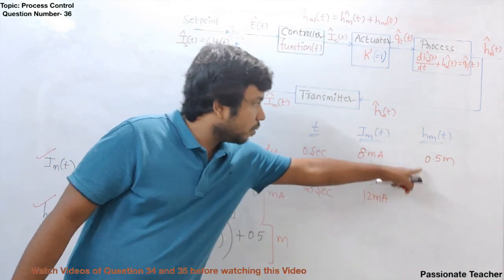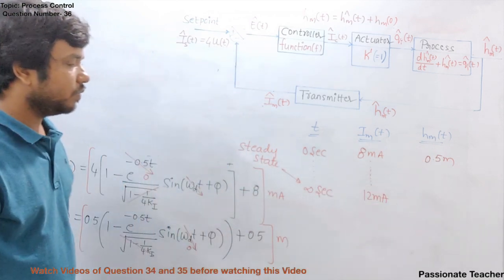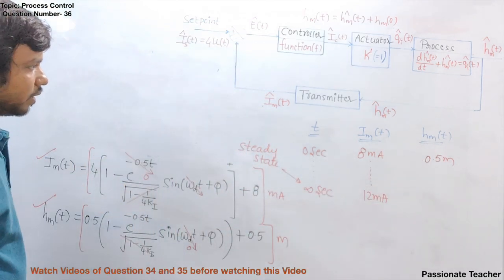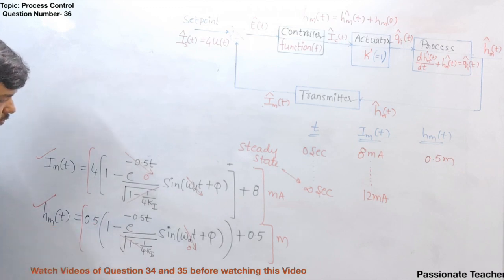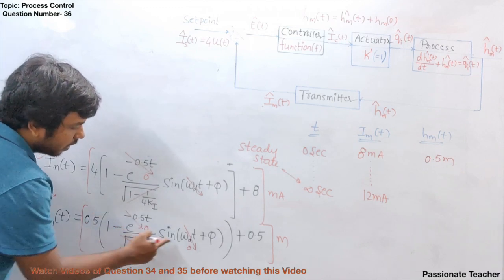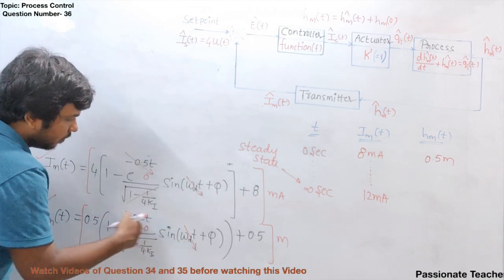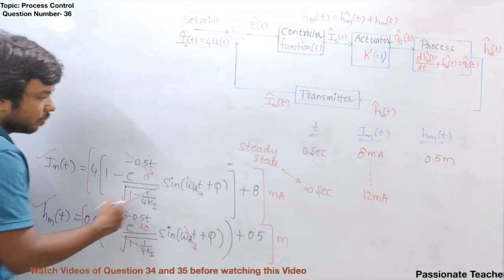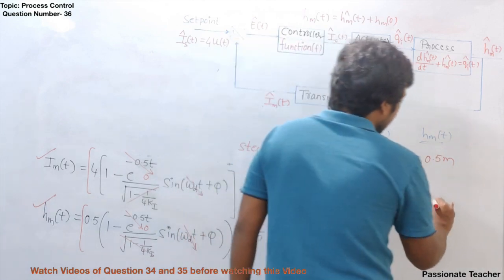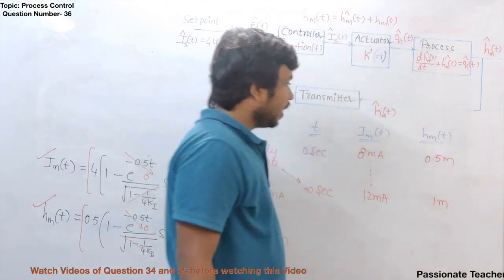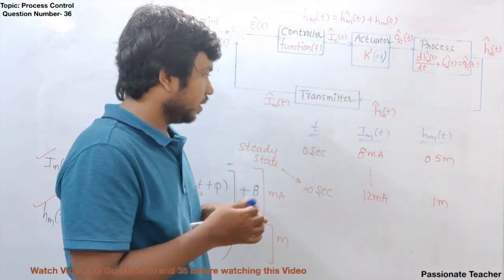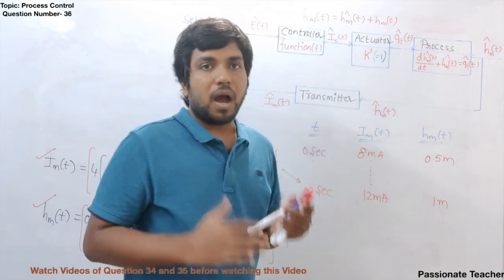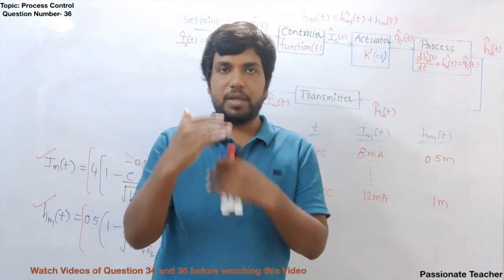Clear? And what about this one? That is Hm of 0. Hm of 0 can be written as Hm of infinity. If you substitute infinity, this will become 0. Irrespective of this, everything will become 0 here. 1 minus 0, 1, 1 into 0.5, 0.5. 0.5 plus 0.5, it is going to become 1 meter. Correct? So that means Hm is equal to 1 meter. And we already know that our required set point is 1 meter.